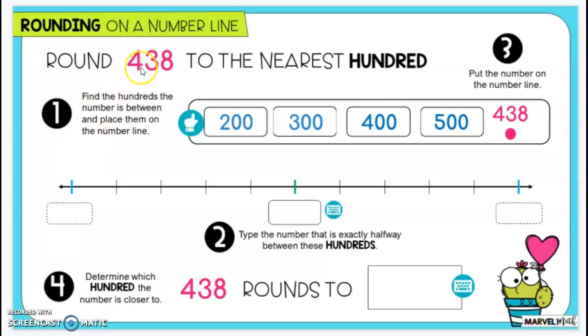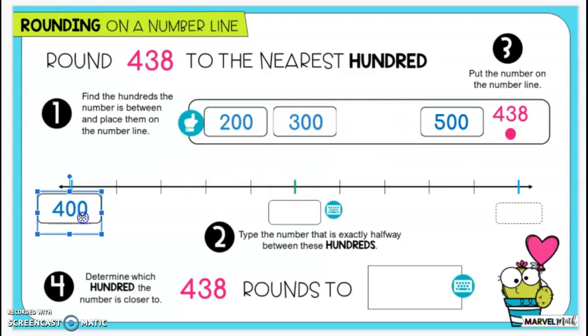To begin, we're going to look at the number 438. We need to find what hundreds are between the number 438. So what number would be before 438? We have 200, 300, 400, and 500. 400 is the number right before 438. If you look in the hundreds place, it begins with 4. The next number that would be after 438 would be 500, because 500 comes after 400.